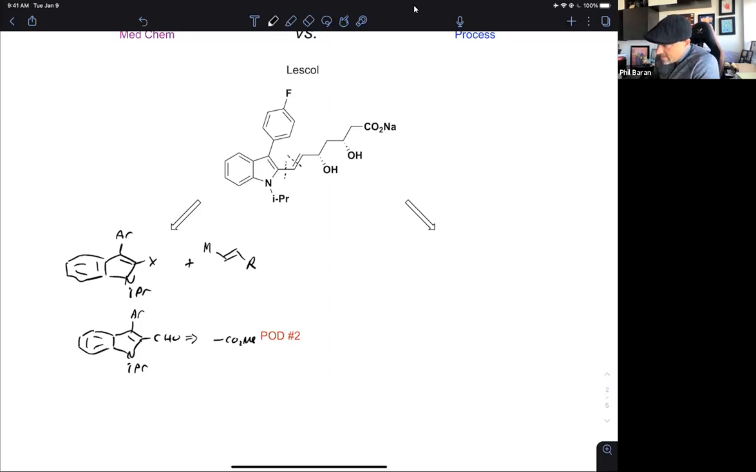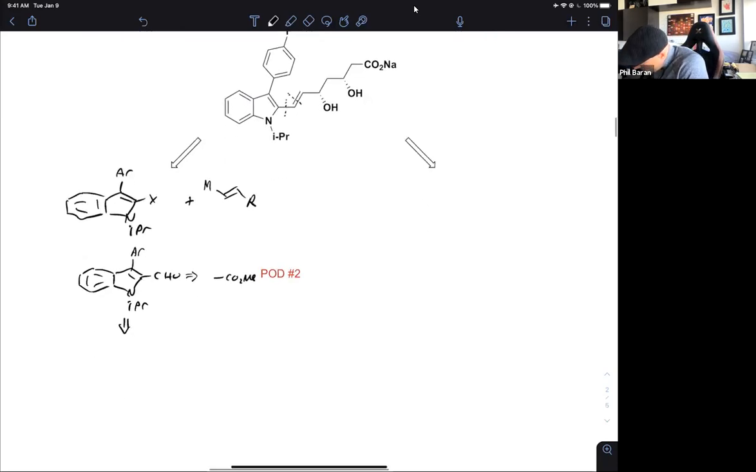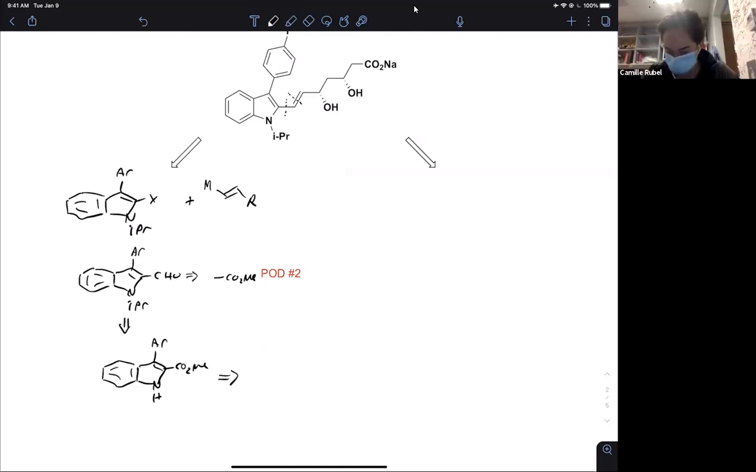And so how would you put that together? Well, the first thing we need to do is we need to alkylate to get rid of that isopropyl group. And then we need a good way of making that. What would be your favorite way of making that? Could you do a Hemetsberger?